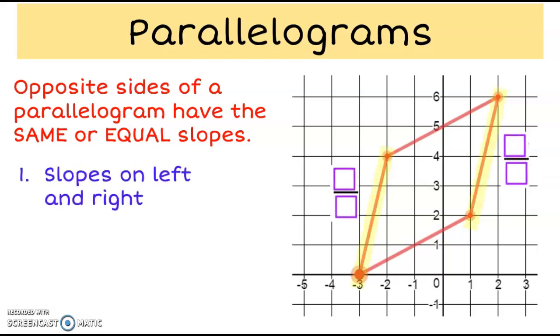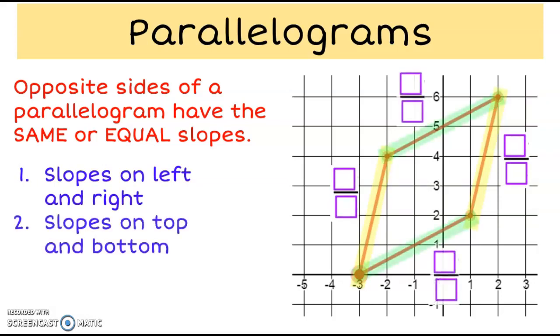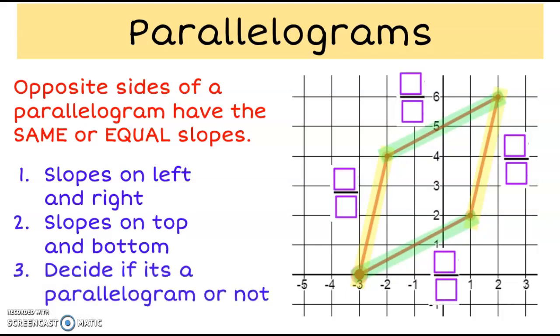The slopes on the left and the right side will be the same. The slopes on the top and the bottom will also be the same. This information allows us to decide if a quadrilateral is or is not a parallelogram. We will use these 3 steps in a few examples together.